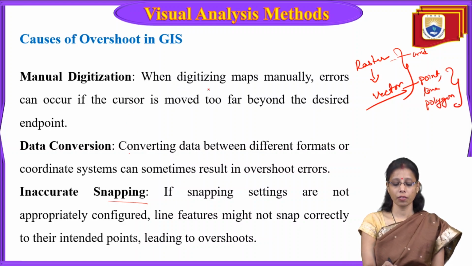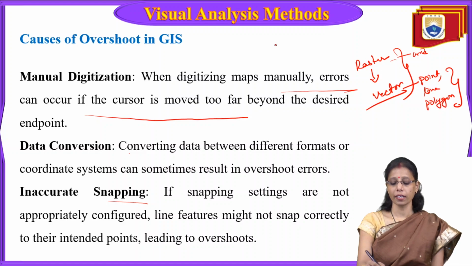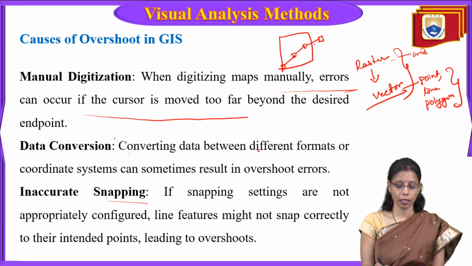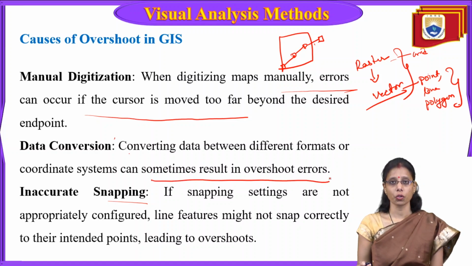So manual digitization: when digitizing maps manually, errors can occur if the cursor is moved too far beyond the desired endpoint. While digitizing, if this is the map, you start at one point, then the other point, and suddenly the cursor moves and ends here. This type of error comes under manual digitization. Data conversion: converting data between different formats or coordinate systems can sometimes result in overshoot.